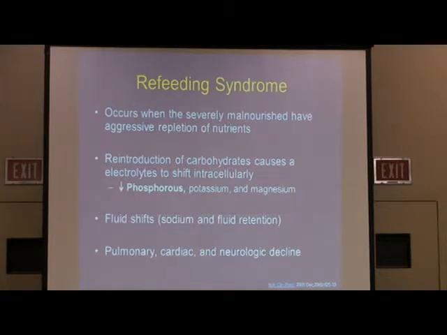severe pulmonary, cardiac, and neurologic decline in these patients.